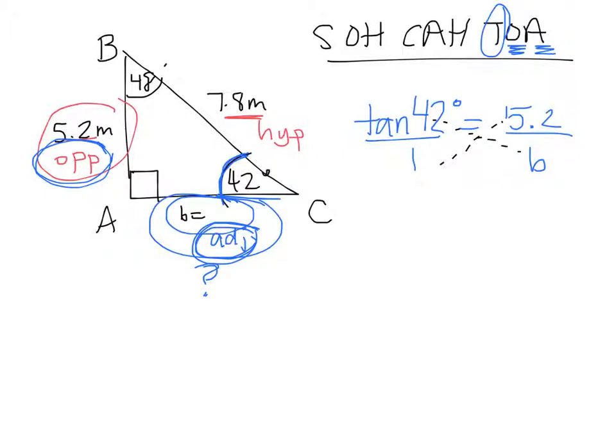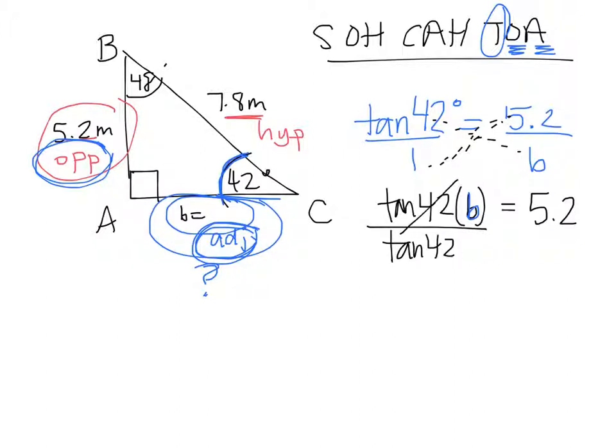Cross multiply. What's tan 42 times B? Can I solve that? Tan 42 times B. And then I have 1 times 5.2 is 5.2. How do I isolate B? What do I have to do? Divide this side by tan 42. Because I'm trying to isolate B, and whatever you do to the left side, you have to do to the right side. So divide by tan 42.